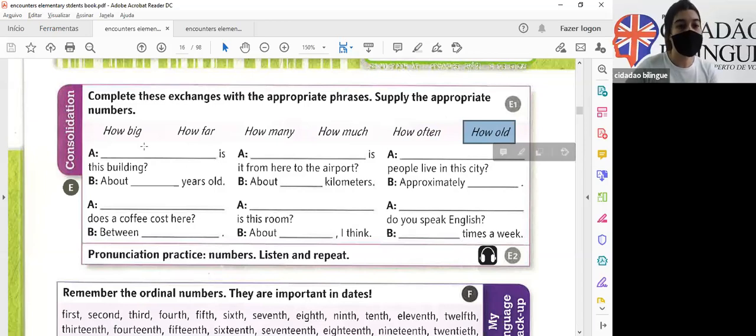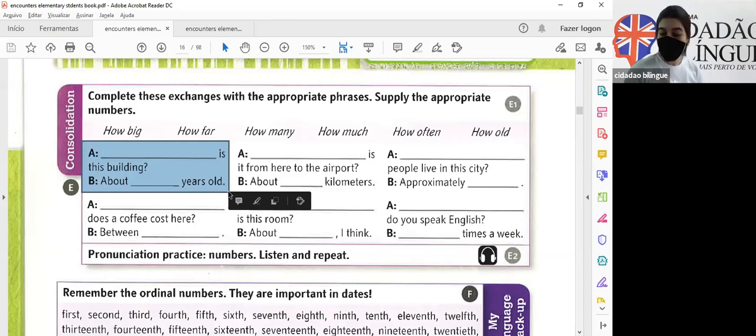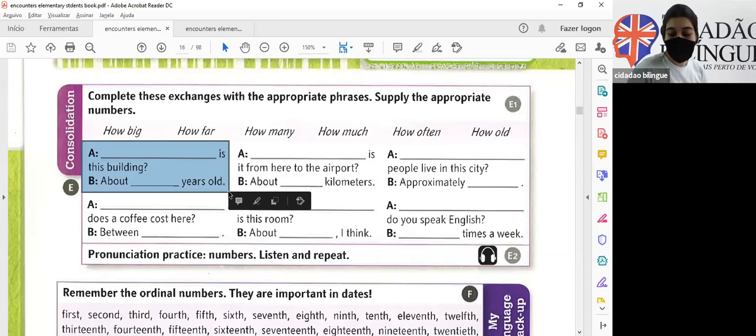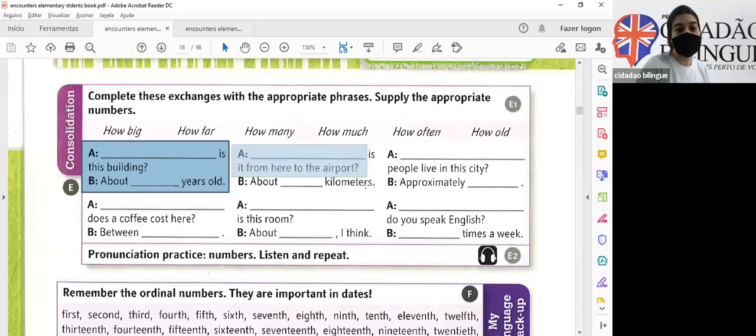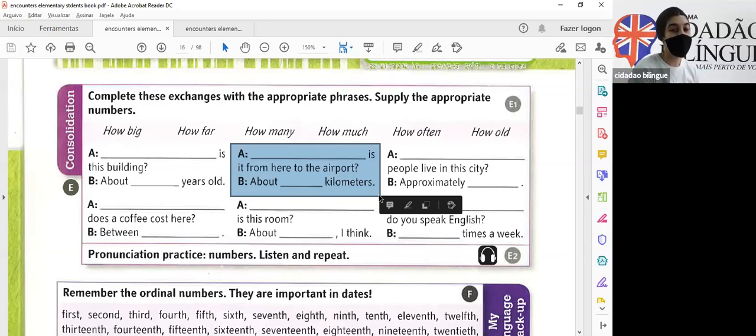So the first one is this building. How old is this building? Very good. Next, how far is it from here to the airport? Very good.